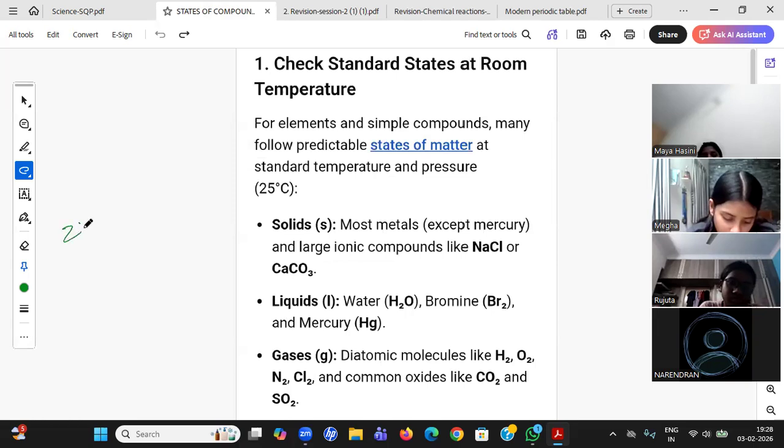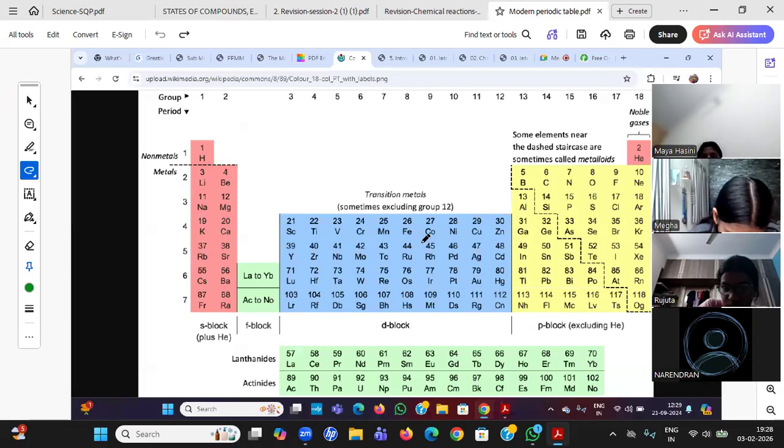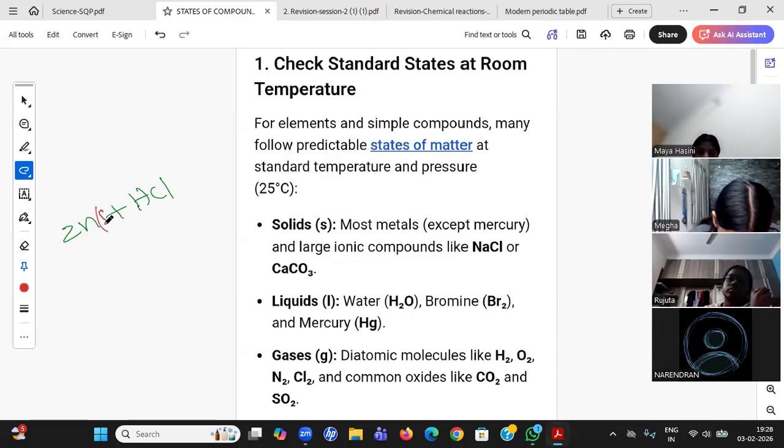Something like Zn plus HCl. If I take it, what is this Zn? Zn is a metal. So generally at room temperature, Zn will be solid. So you should mention solid over here. Understood, students? So most metals are solid, except mercury, which at room temperature is liquid. You all know mercury. So otherwise you should mention solid.